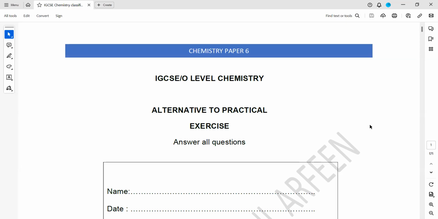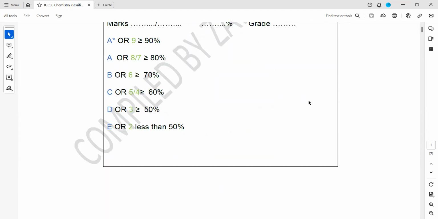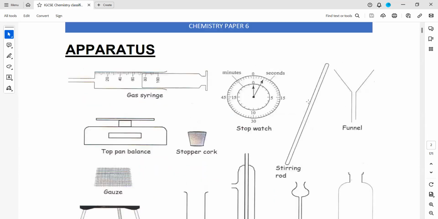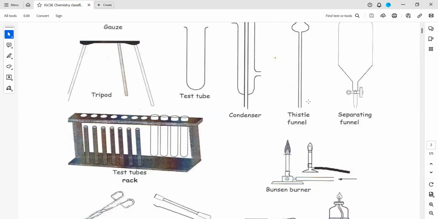So paper six, classified alternative to practical. You will find the questions related to different topics in this classified paper six, and it is in sequence. Like the first part you will find from electrolysis, electricity, and chemistry. And before you start, you should go through all these points, like the name of the apparatus.